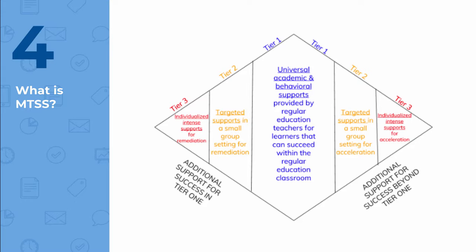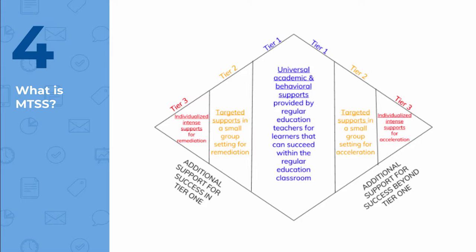This diagram shows three tiers on the right and left sides. The first tier, Tier 1, indicates supports provided by teachers in the regular education classroom to help address academic or behavioral issues. Tier 2 involves supports that require small group settings outside of the classroom due to the more targeted types of supports being used. Tier 3 supports also occur outside of the classroom, but typically occur one-on-one between a teacher and a student.